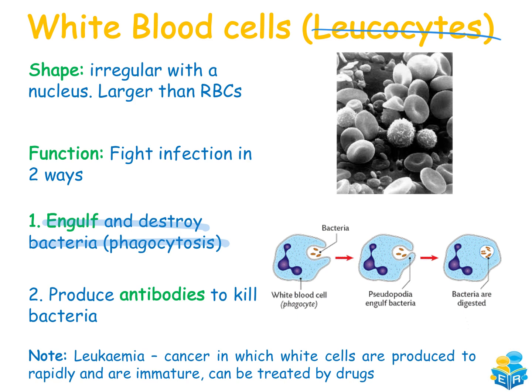And the second way that they can fight infection, we've mentioned this already, it can be to produce antibodies to kill the bacteria. Okay, so just to mention there as well, we can see this in the diagram from up here. The white blood cells are larger than the red blood cells, so important to know that as well. And a little note on a deficiency here, leukemia, that's a particular type of cancer in which white blood cells are produced too rapidly and are immature, and then they can be treated with drugs.